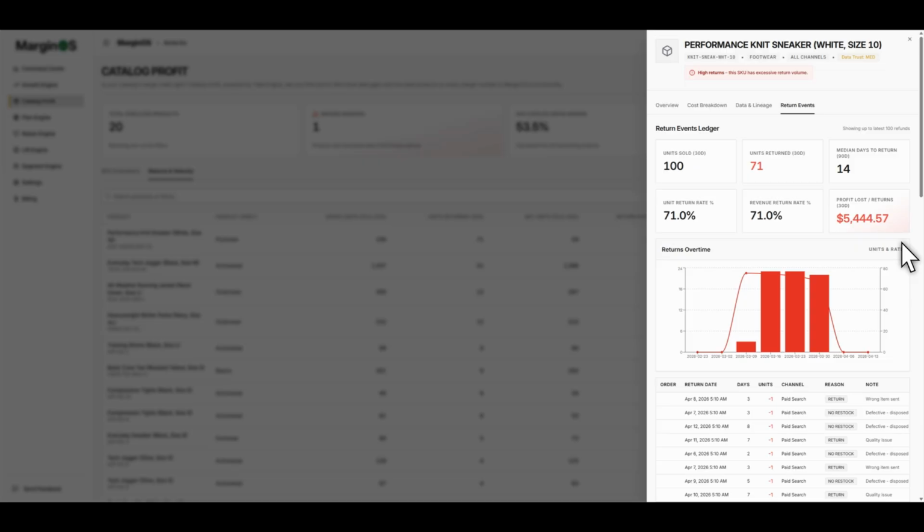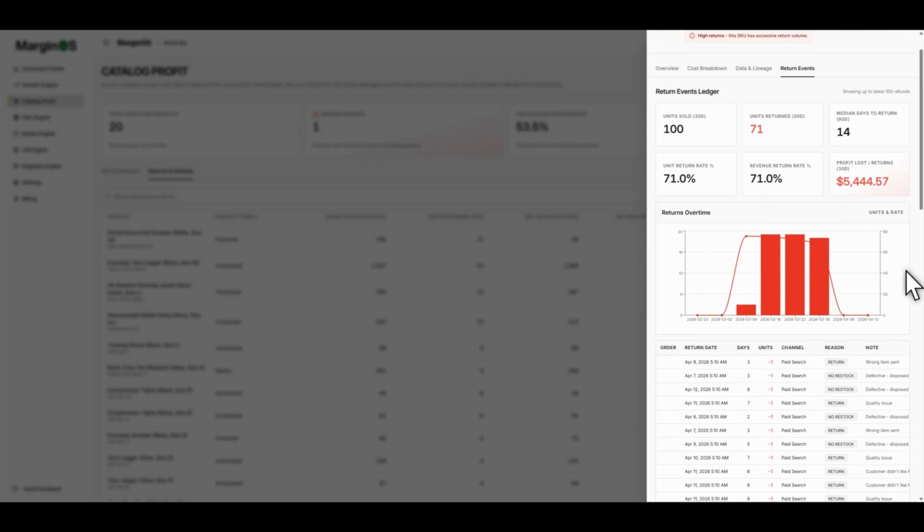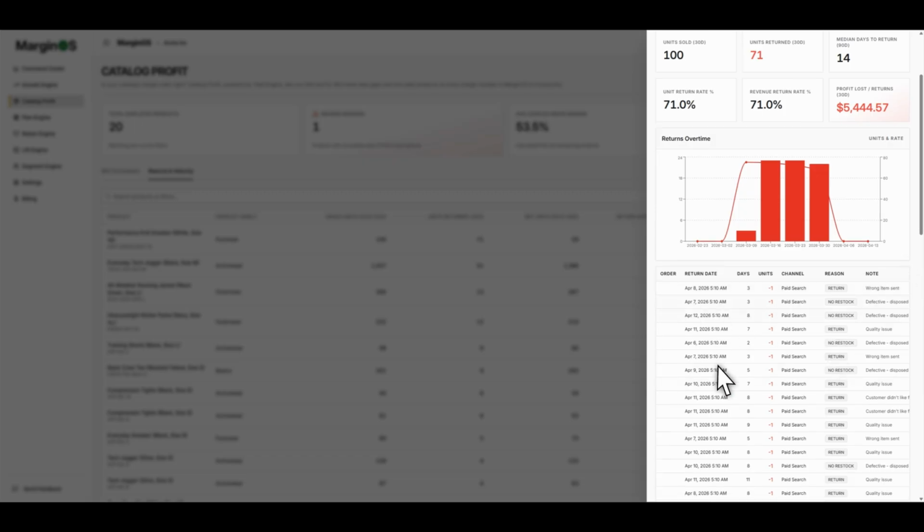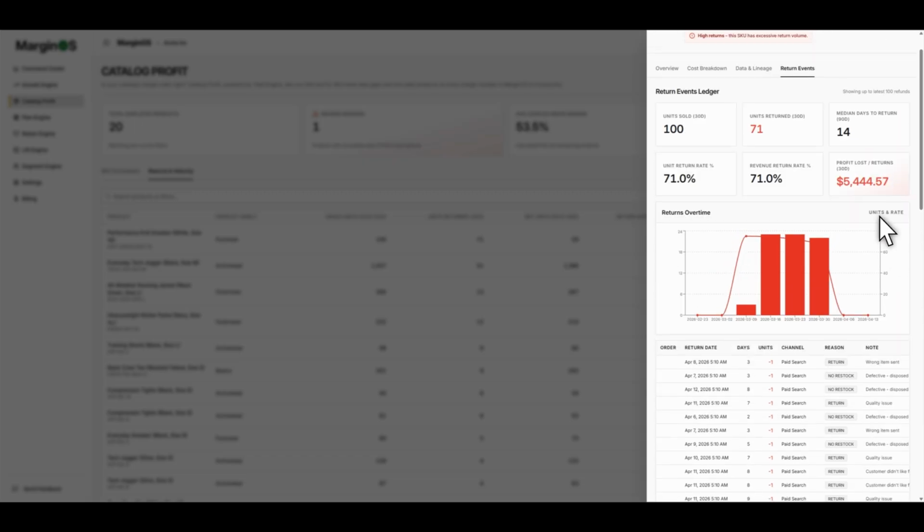The returns and velocity view tells you this SKU is a high offender. Return events answers what exactly is happening with the returns for this SKU. You see summary metrics at the top, then an event-level table of individual sold then returned lines. Which orders, when they were sold, when they came back, how fast, through which channel, at what price. This is the velocity report in practice.